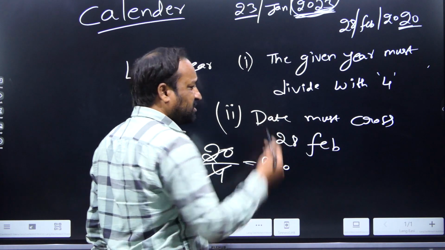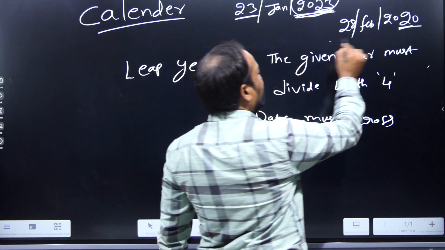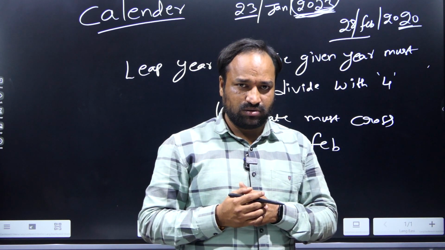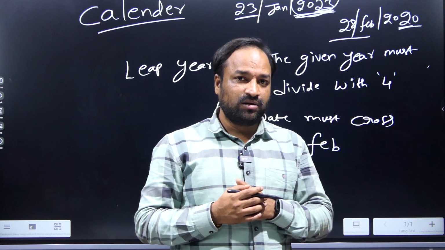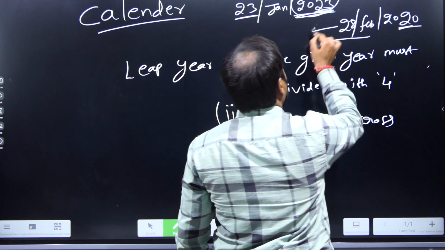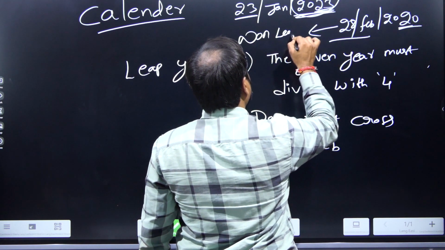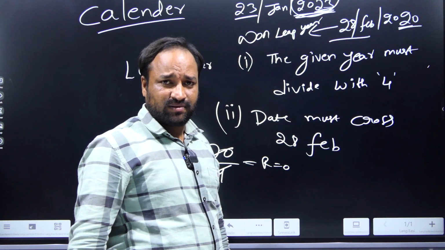What is the second condition? The date should cross February 28. What is the date here? 20th February. Has it crossed February 28? No. If the date has not crossed February 28, it is considered a non-leap year.